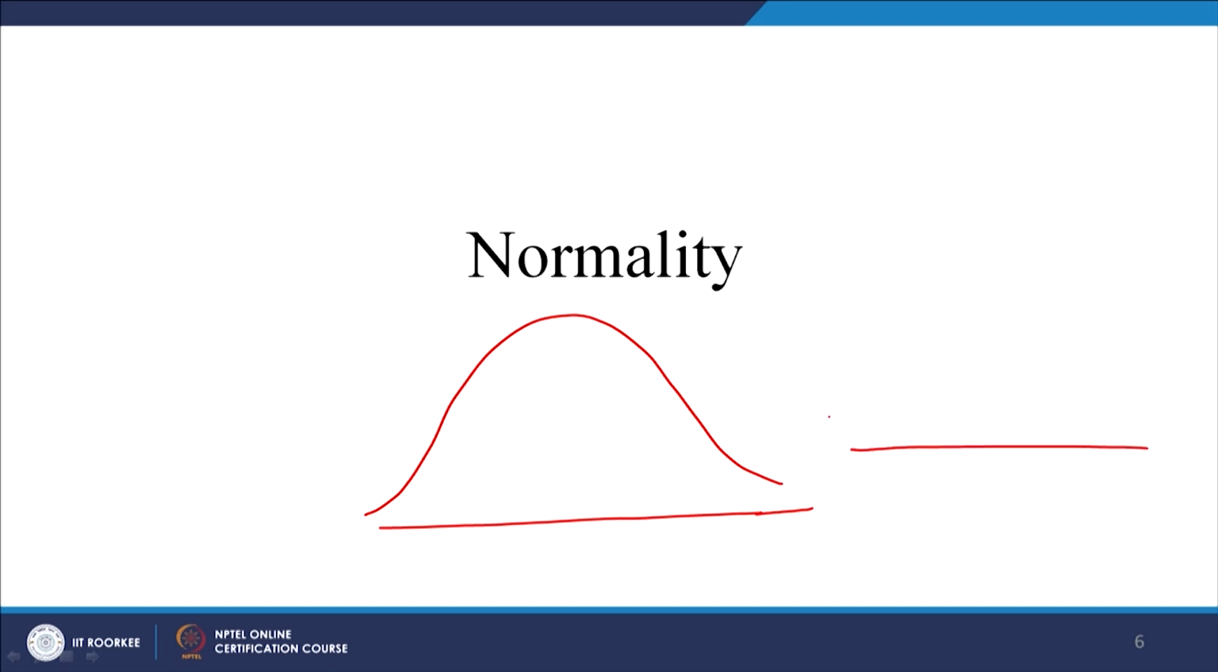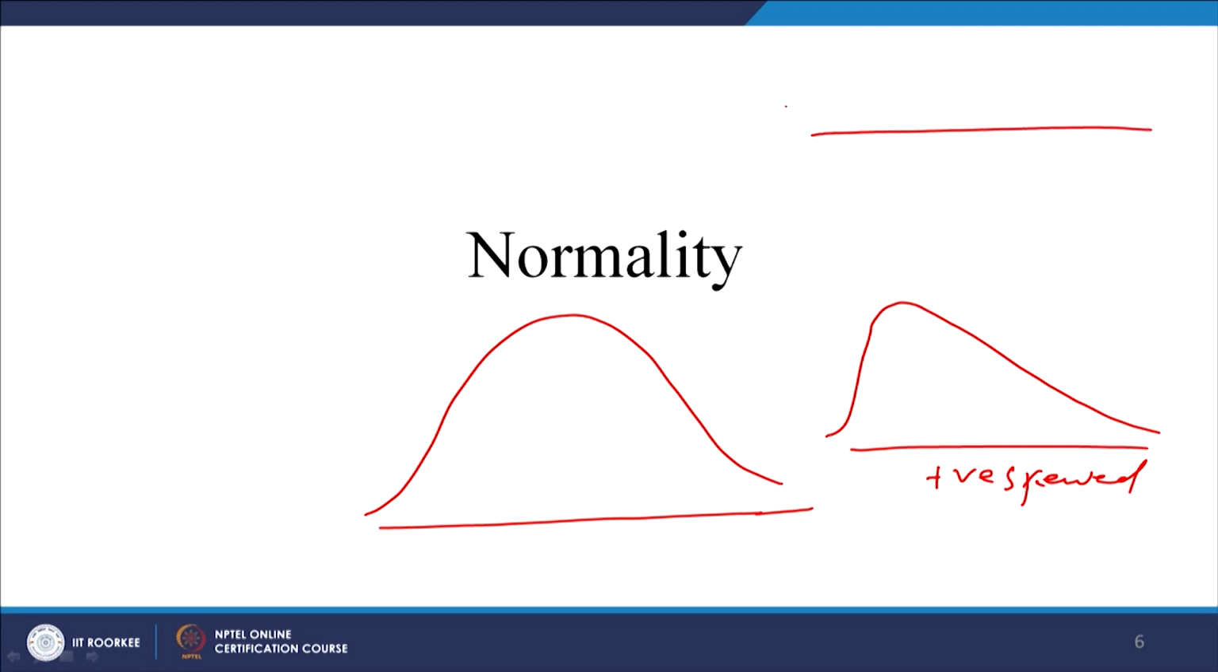But suppose the data is like this. We say this is positively skewed data. On the other hand, if you have something like this, we say this is negatively skewed, because the tail is towards the negative.